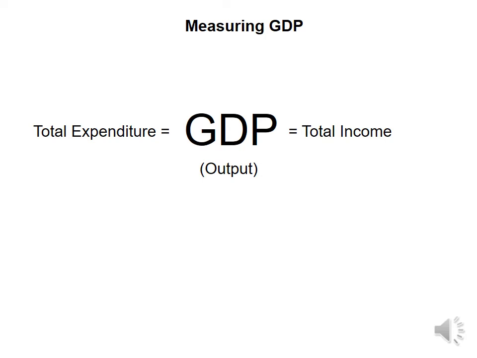Now, if all the methods are used appropriately, all the methods should give you the same GDP amount. The expenditure method should be equal to your output method, should be equal to the income method. All three different methods should give you the same amount of GDP when used appropriately.